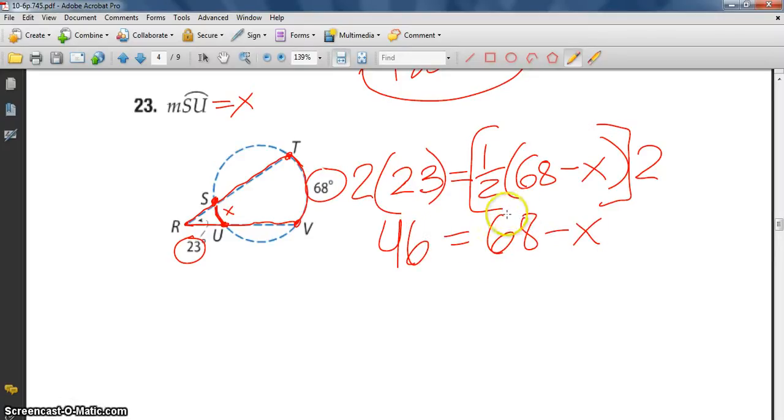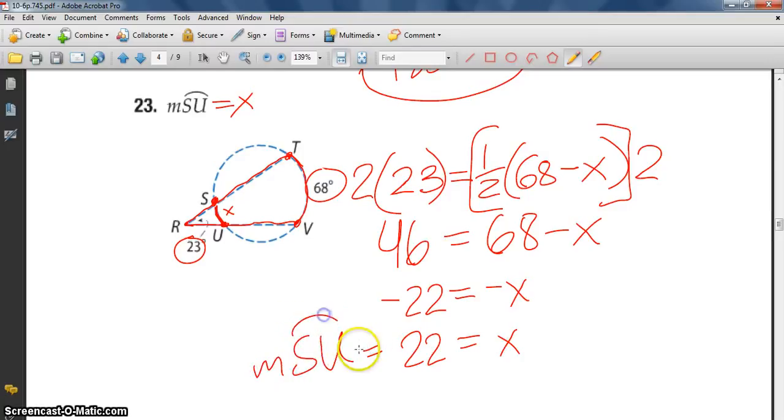Subtract 68 from both sides. And multiply both sides by -1. And that's the measure of arc SU.